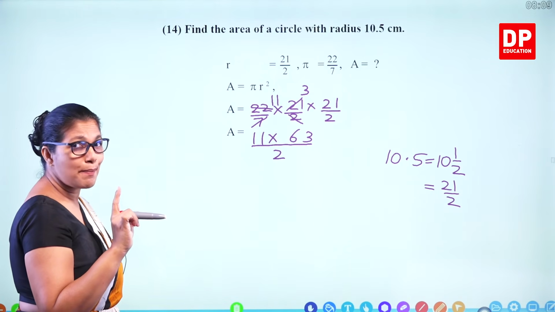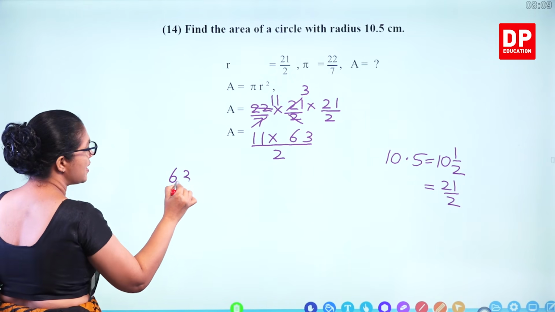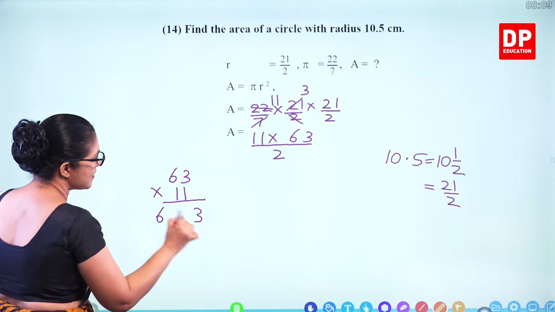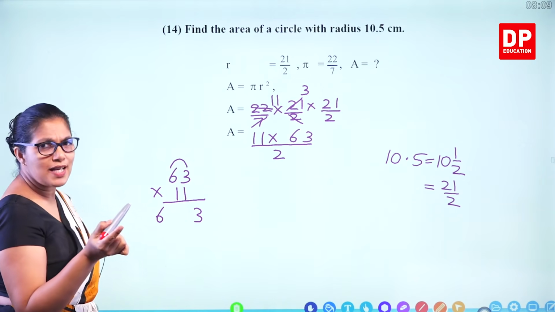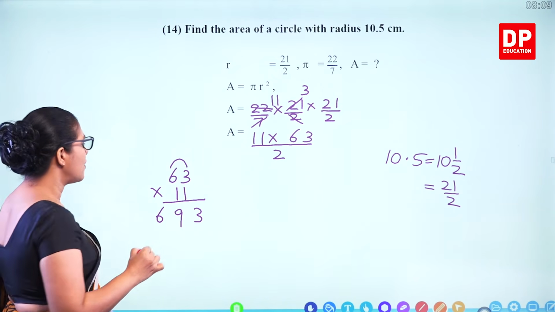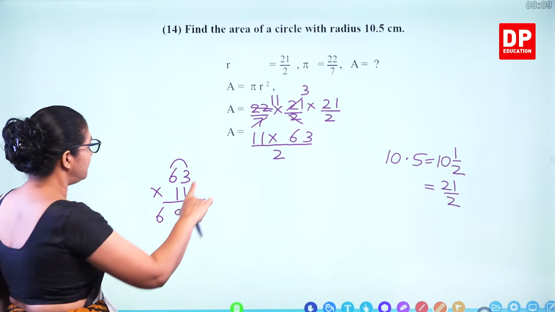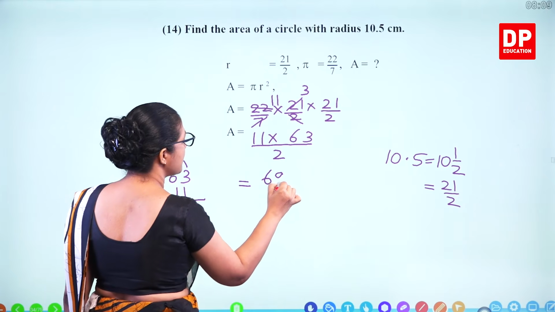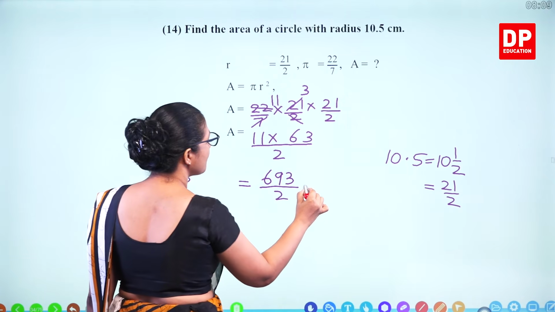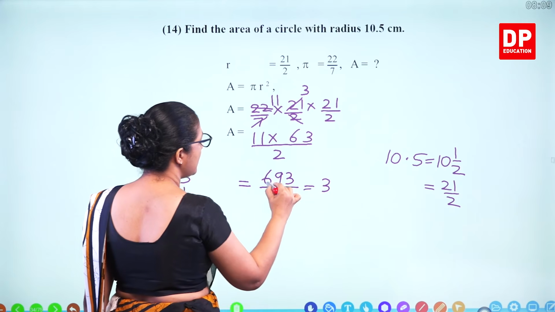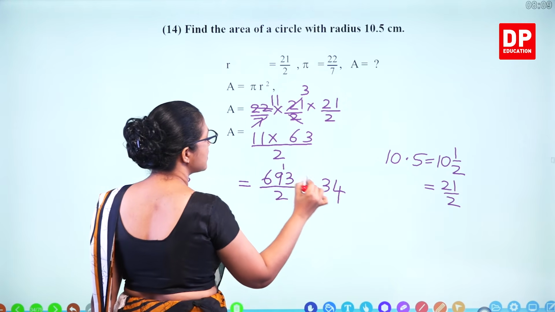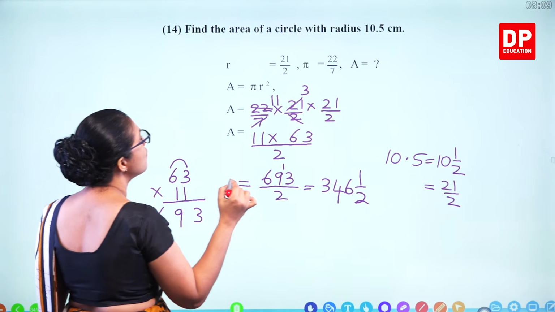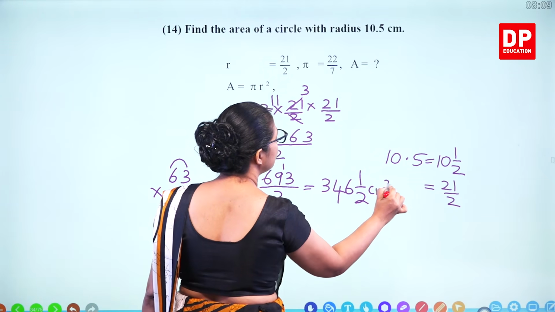Do you know how to multiply by 11? So 63 multiplied by 11. So what we do, you write separately 6 and 3. The middle one becomes an addition. 6 plus 3, you get 9. Divide by 2. So 693 divided by 2, you get 3 and 4, and for 13 that's 6 and half. 346 and half square centimeters.